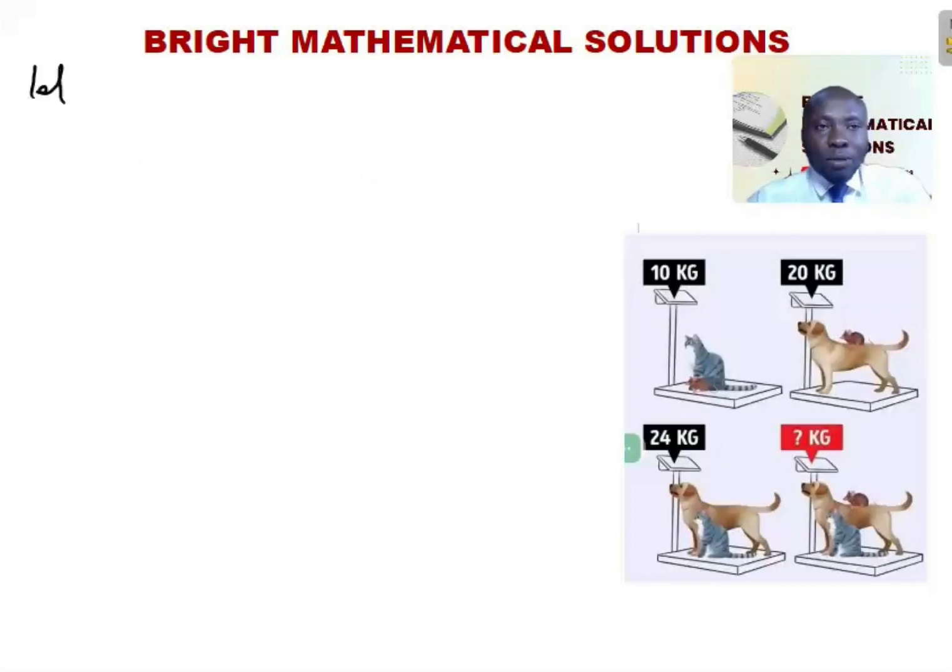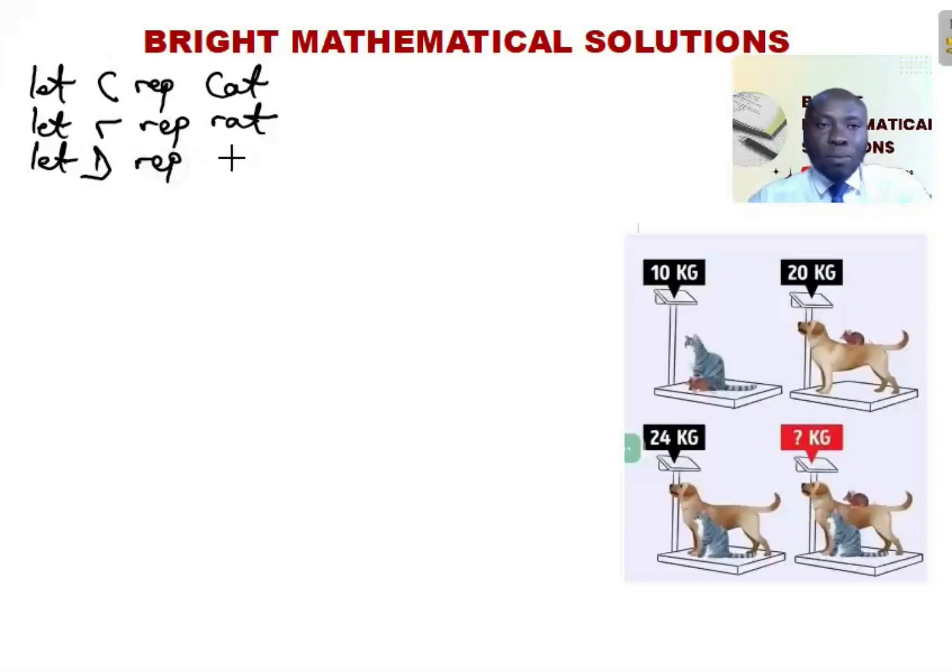Let's start with representation. Let C represent the cat, let R represent the rat, and let D represent the dog, such that from our first diagram we have the cat and the rat, such that C, the cat, plus the rat is 10 kg.